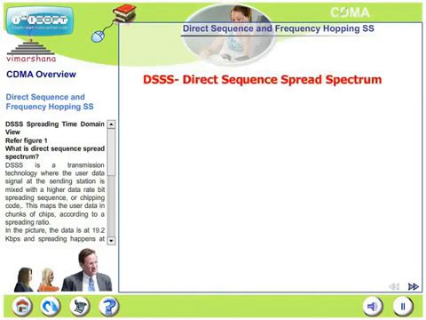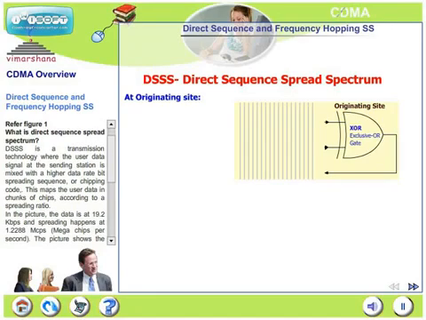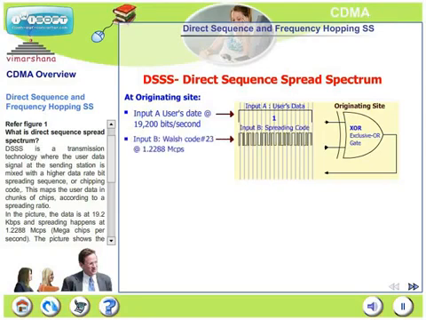rate bit spreading sequence or chipping code. This maps the user data in chunks of chips according to the spreading ratio. In the picture that is shown in the slide, the data rate is at 19.2 kilobits per second and the spreading happens at 1.2288 megachips per second. This picture shows the relationship between bit and chip. For a data of 1 bit, the output is 128 chips at 1.2288 megachips per second.